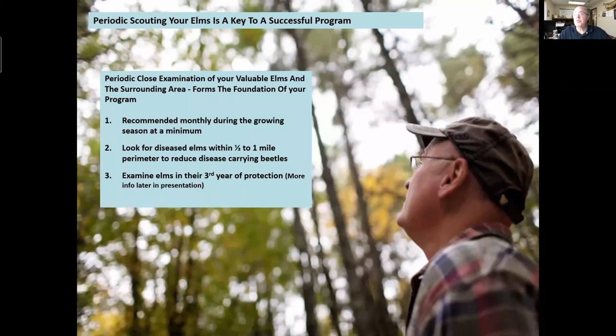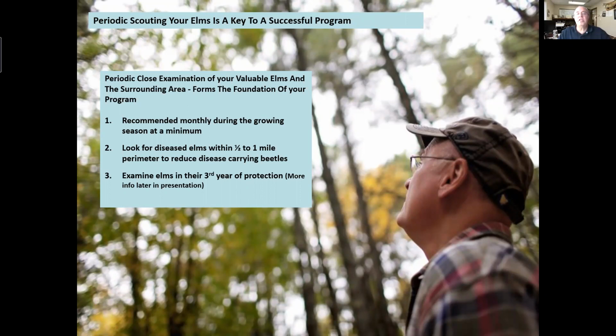The other thing is, we work with a lot of golf courses, and they might have 100 to 200 trees on their property that we might treat over a 3-year period. We will go in and look at those trees on a monthly basis. And the other thing we will do is we will go outside of the golf course a half mile to a mile and see if we can find diseased elms, and report them to the city or homeowners to try and get them taken down.